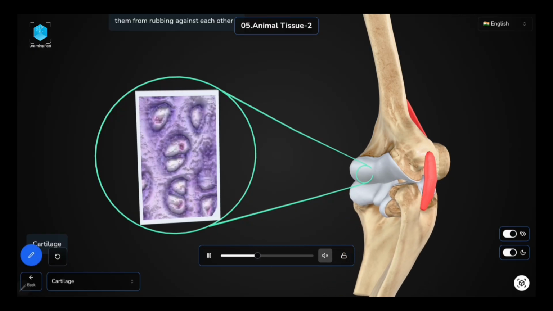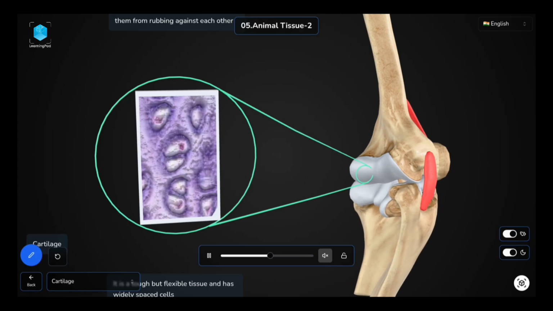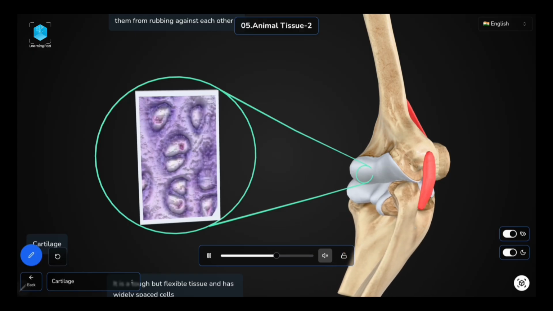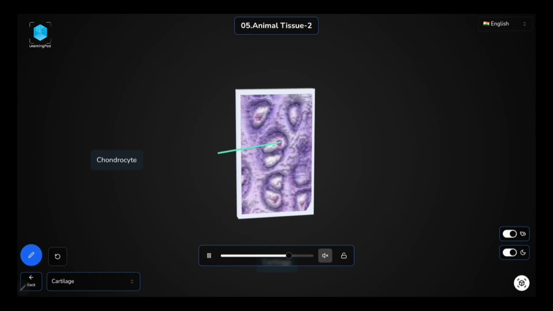Cartilage helps in movement. See how the bone is moving here; it provides flexibility so that the bone moves forward and backward. If we see the different types of cells in the cartilage, there is hyaline matrix and chondrocytes.